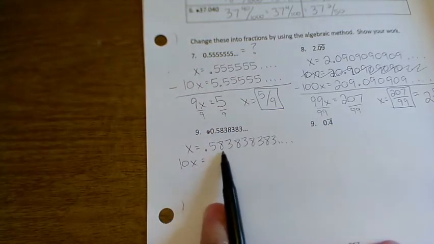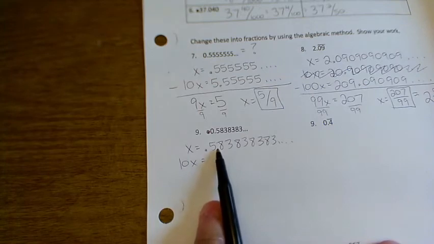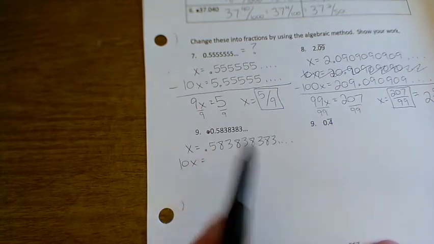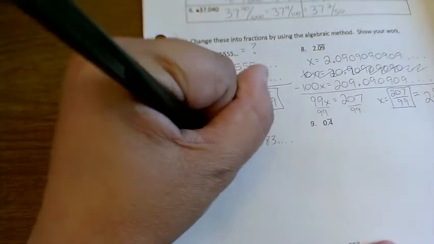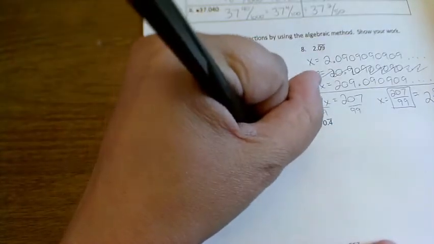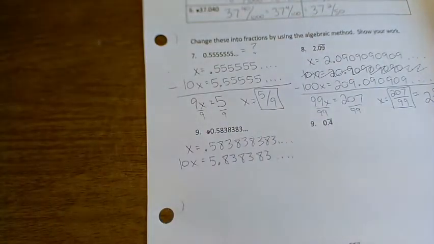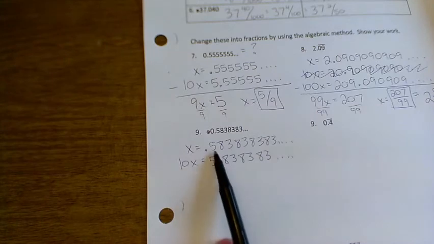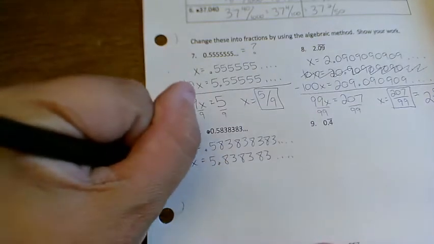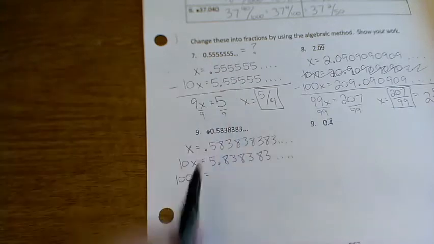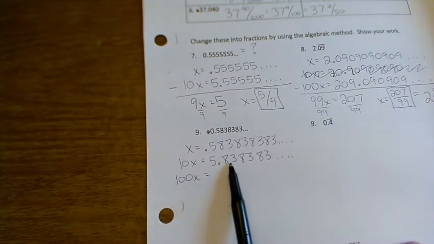Multiplying by 10 is going to move that decimal to the right. So that will be 5.838383. And we do not have two identical decimals, so we have to keep going. So multiply another power of 10. So that would be 58.383838.